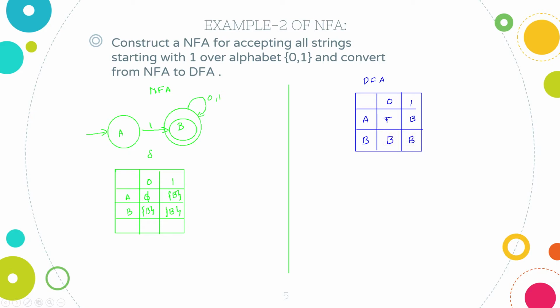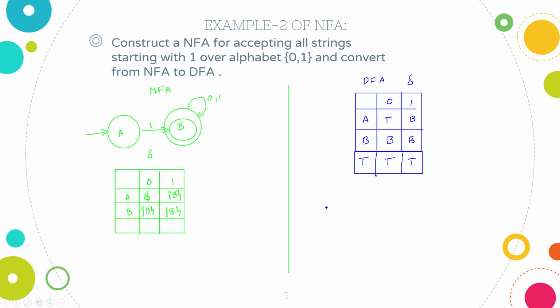Okay. And we are left with trap state. So let's create another row over here and we'll call it trap state T. So in trap state, what happens? You get any input 0 or 1. You are still in that trap state itself. So what we'll do is we'll write it as state T and T. Okay. Now we have already converted this NFA to DFA transition table.